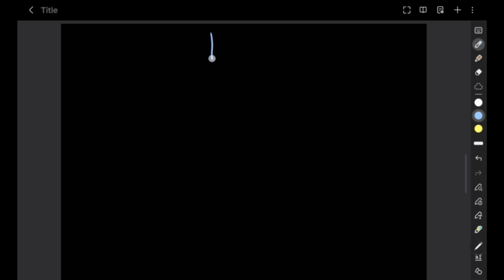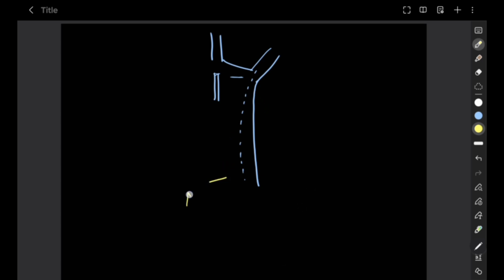Now, again we will draw a diagram. That is this extension. This is the sternum, this is the clavicle, and this is the extent. From here we draw a mid-axillary line. We will give the names: this is the anterior axillary line, this is the posterior axillary line, and this is the mid-axillary line. Clear?